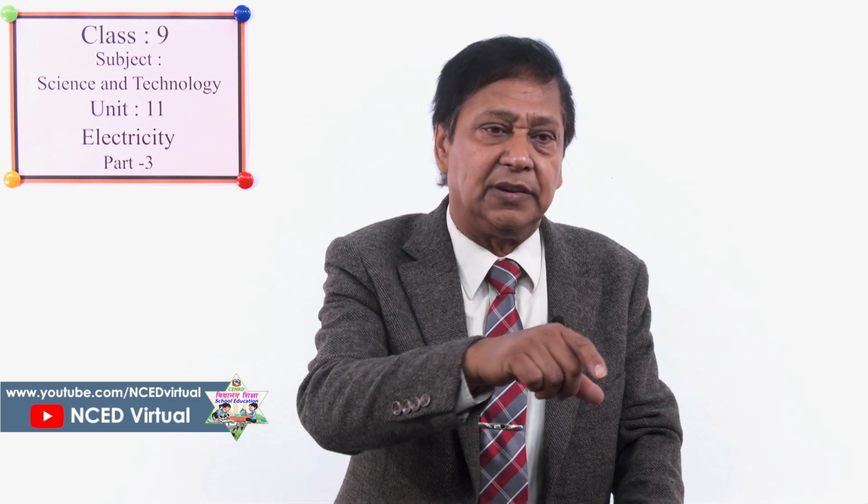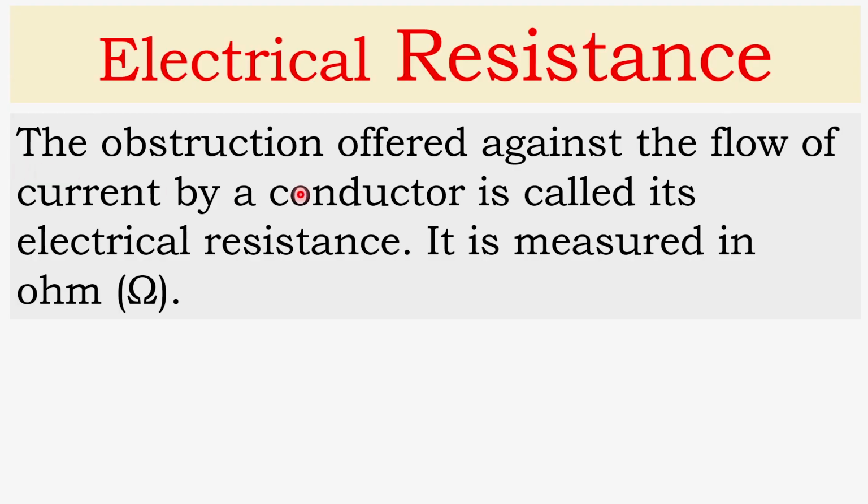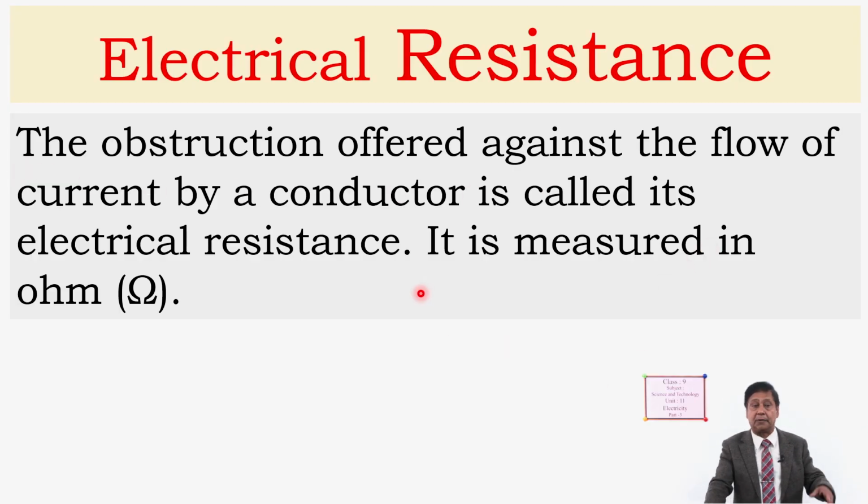And how can we define this resistance? This way, the obstruction offered against the flow of current by a conductor is called its electrical resistance, and it is measured in the unit ohm. In the name of the scientist Ohm, the unit of resistance is taken as ohm.